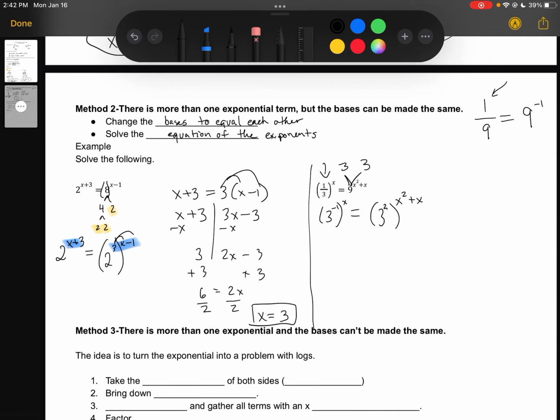So going through, our bases are now the same. So we can now take just the exponents and set them equal to each other. So negative 1 times x is equal to 2 times x squared plus x. Just like the other example, be careful. This 2 does distribute to both terms.